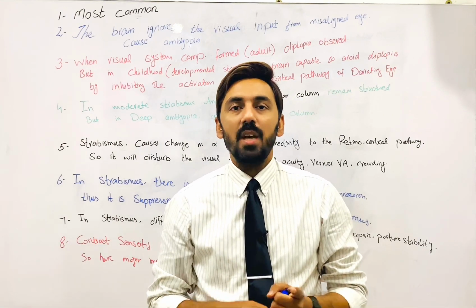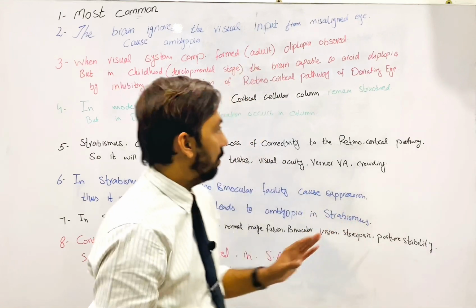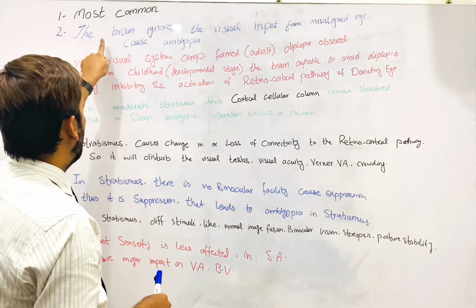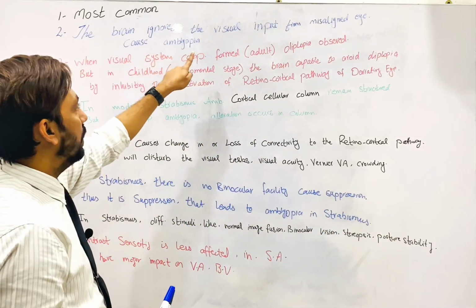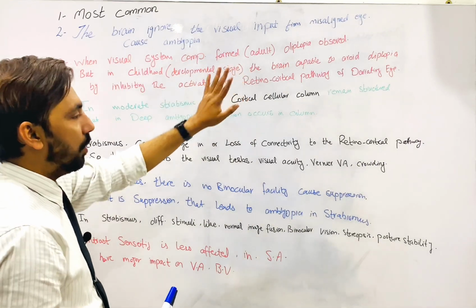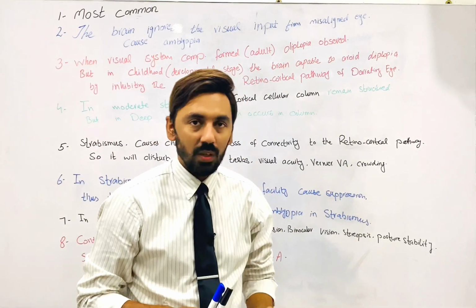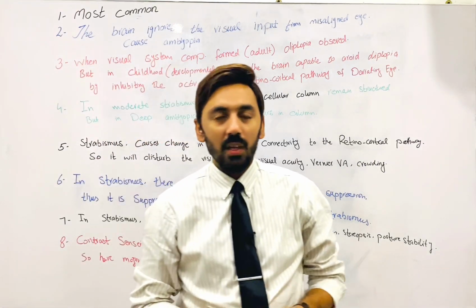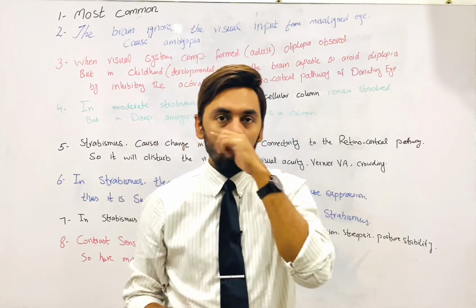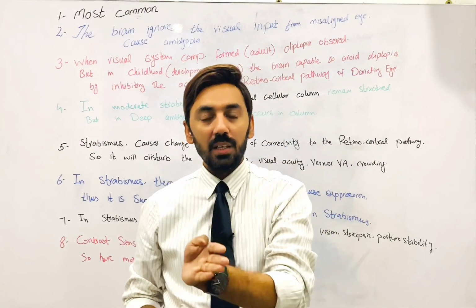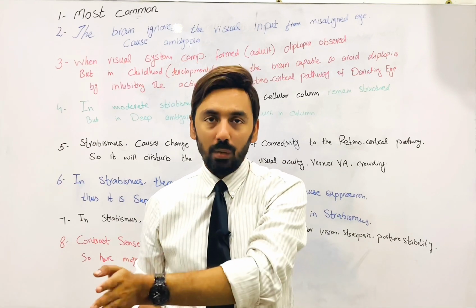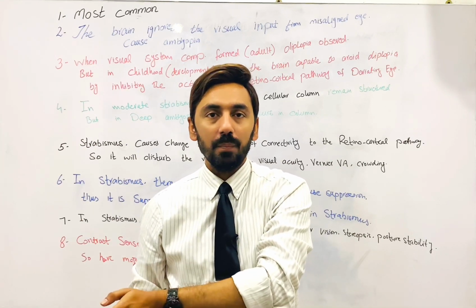If the eye is deviated, right? So again we will write the second point: the brain will ignore the visual input from the misaligned eye. If your eye is misaligned, if your eye is not straight, then your brain will start to ignore that eye, and that can lead your eye towards amblyopia, towards lazy eye, right?